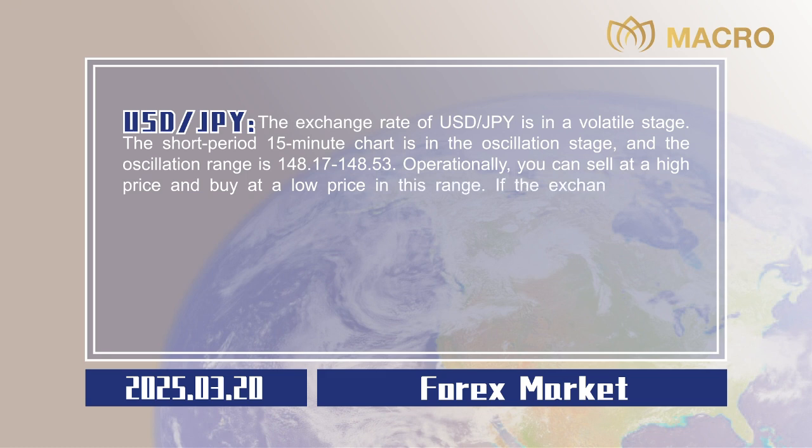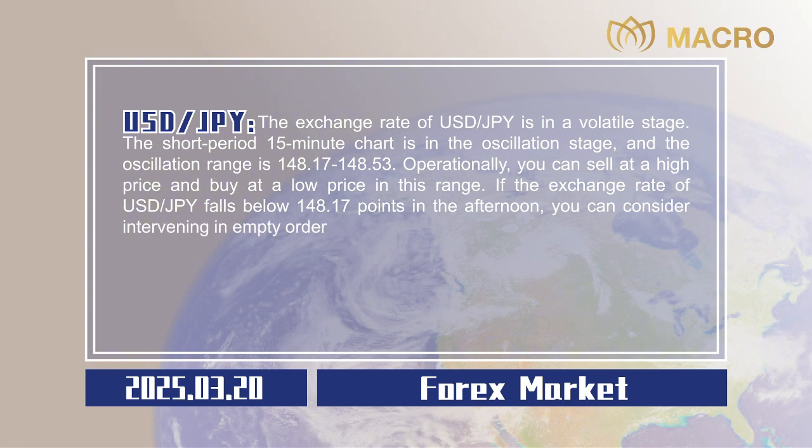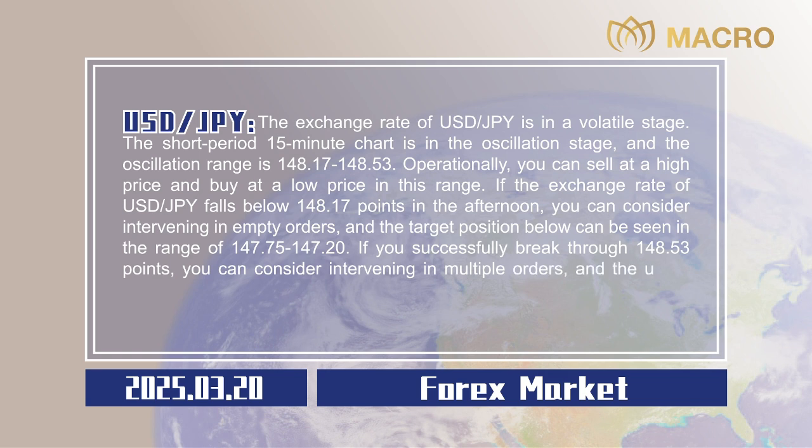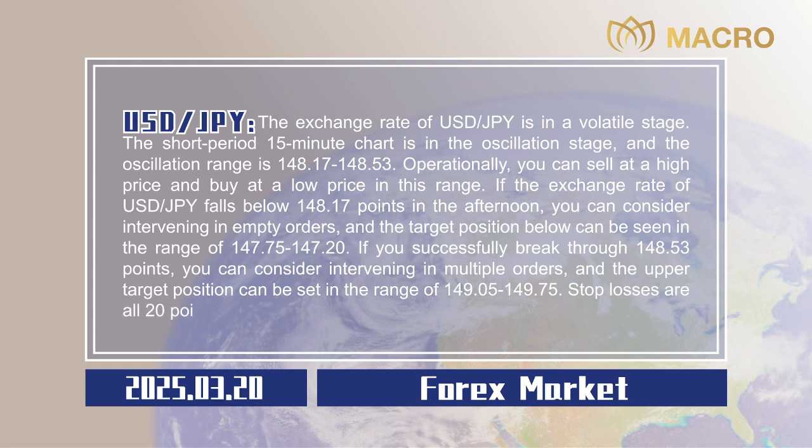If the exchange rate of US dollar to Japanese yen falls below 148.17 points in the afternoon, you can consider intervening in empty orders, and the target position below can be seen in the range of 147.75 to 147.20. If you successfully break through 148.53 points, you can consider intervening in multiple orders, and the upper target position can be set in the range of 149.05 to 149.75. Stop losses are all 20 points, 0.20.